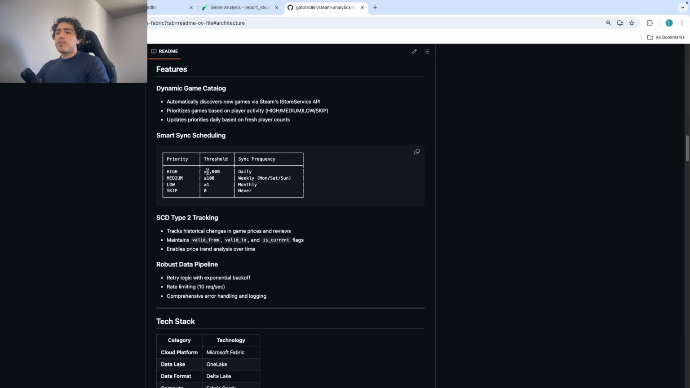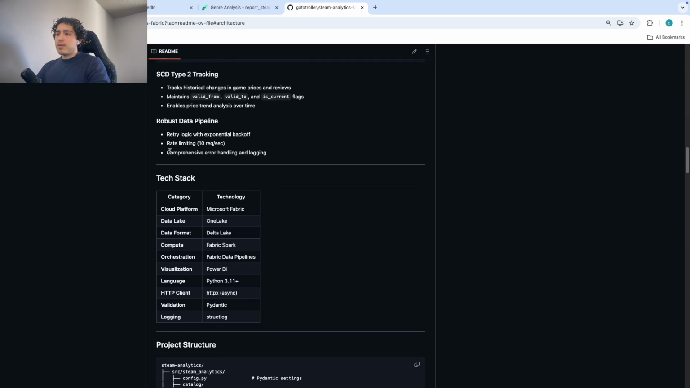But one important thing to say is that this priority changes every day. So when I execute the pipeline every day, it also changes the priority. For example, if a game had 800 players, it was a medium priority. But if today or tomorrow it has more than 1,000, it will convert to a high priority.